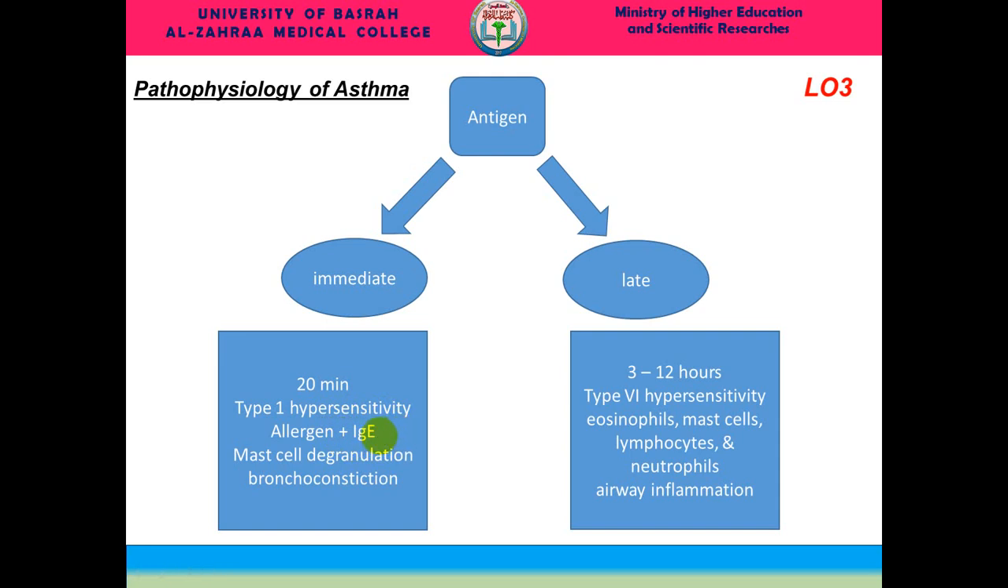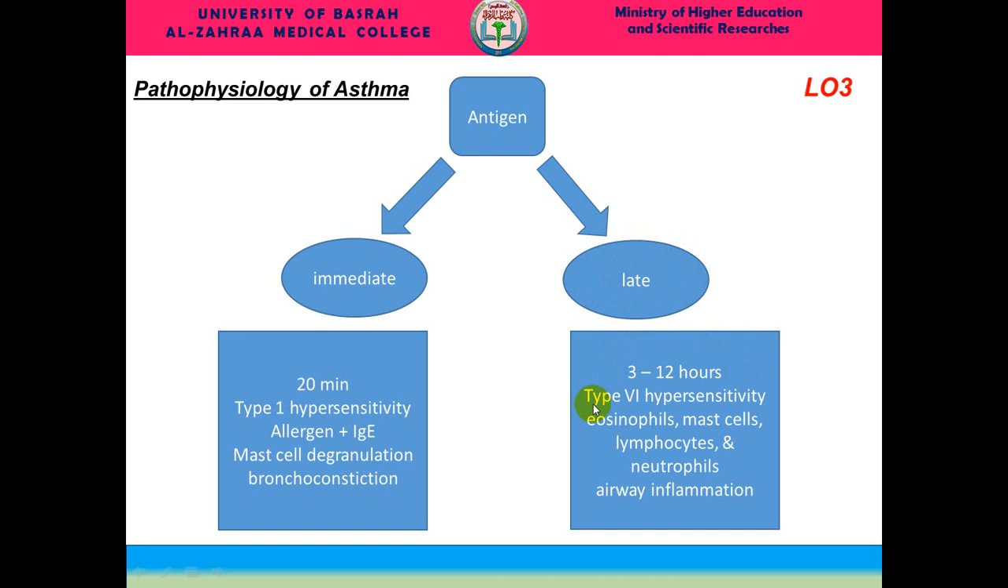So as a result of the interaction between allergen and IgE, there will be mast cell degranulation. And after the degranulation of the mast cells, we will have bronchoconstriction. This is the immediate response. Later on, after 3 to 12 hours, we will have the late response.